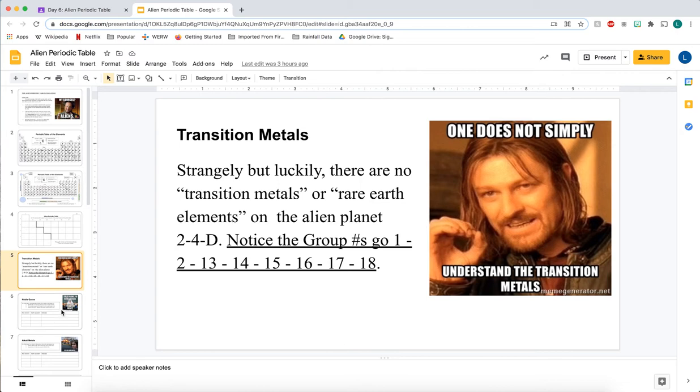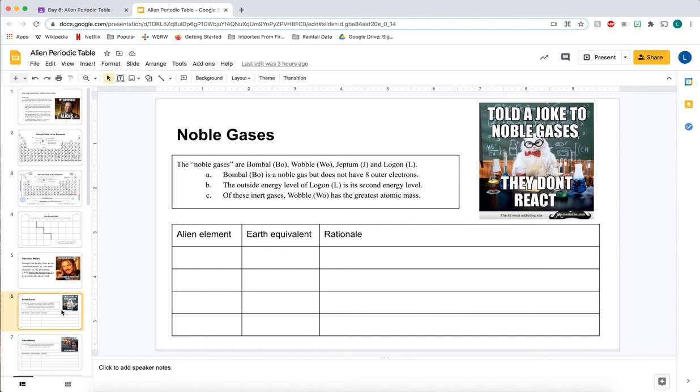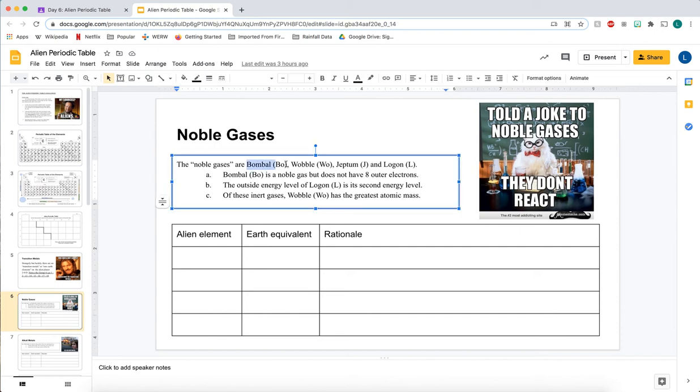So what is going to happen is that on a series of slides, you're going to be given clues, and you're going to have to connect the clues to our elements. So the first group of clues is about our noble gases. And these aliens call them these words: Bomble, Wobble, Jeptum, and Logan. And they have different symbols than we would have. Bomble, Wobble, like B-O, W-O, J, L.